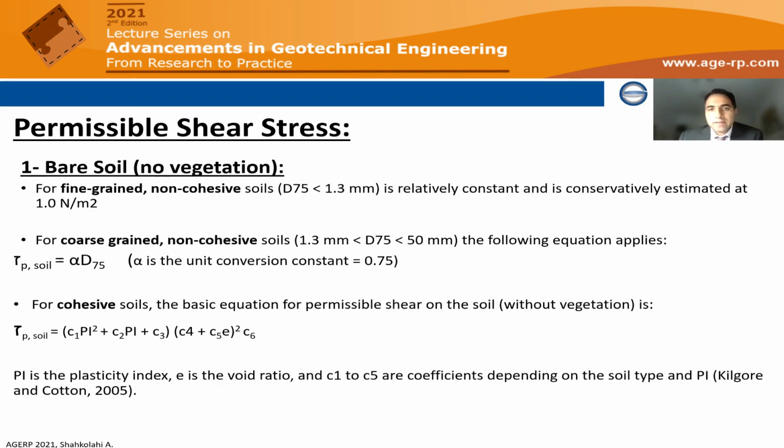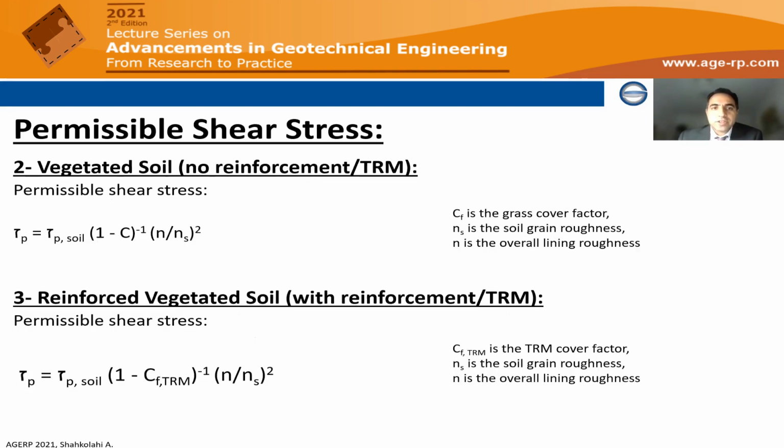Now, we first check the bare soil without any vegetation. We calculate this and we check if it is more than the maximum, and if it is, it's okay. If not, then we go to vegetation alone without any reinforcement, just vegetation. Now, equation number 2 is the permissible shear stress just for vegetation. And there's a factor called C or CF. C here is the grass cover factor, NS is the soil grain roughness, and N is the roughness or Manning factor. So this is very important.